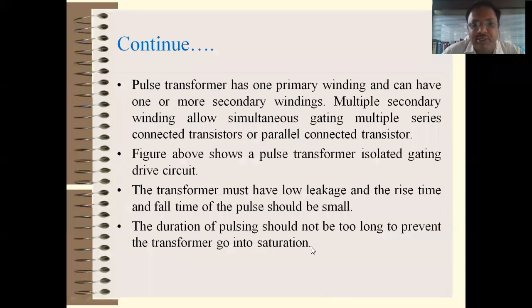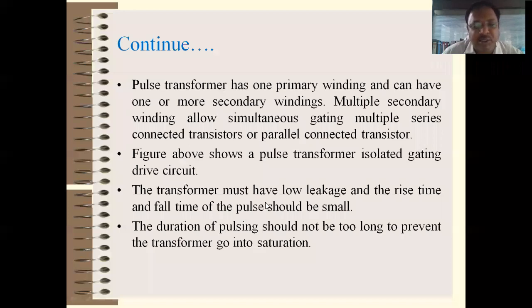The duration of the pulse should not be too long, to prevent the transformer from going into saturation. Again, this is very important. This is basically a disadvantage of a pulse transformer: you cannot have long gating pulses from it. If the pulse transformer goes into saturation, the secondary voltage will not remain on for a longer time. So the pulse should not be too long, to prevent the transformer from going into saturation. These are basically the disadvantages of the pulse transformer method.